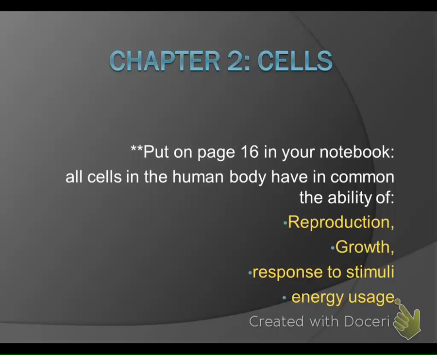Each cell has the ability to reproduce, grow, respond to stimuli, and use energy. That's what all of your cells in your body need to be able to do. They need to be able to grow more copies of themselves, grow themselves, respond to things around them, and use energy. That's what all the cells in the human body have the ability to do. And that is number 1 on your notes.